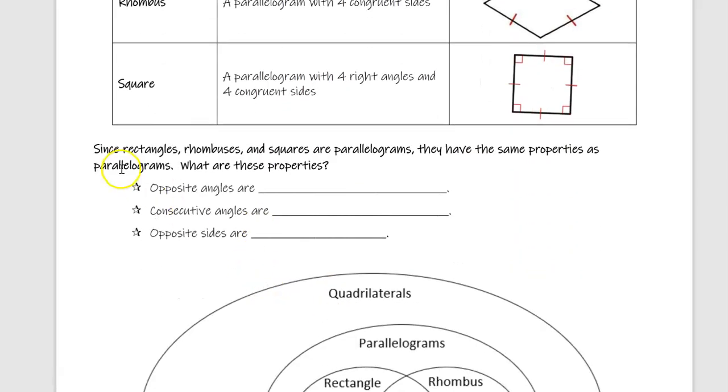So let's take a look here. Since rectangles, rhombuses, and squares are parallelograms, again, they have the same properties as a parallelogram. And so what are those? That is, opposite angles are congruent. Consecutive angles are supplementary, meaning they add to 180. And opposite sides are congruent.